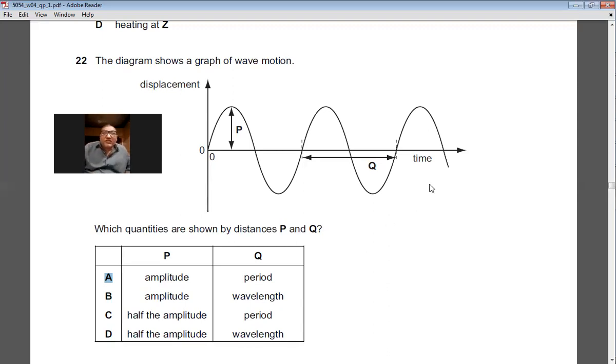Remember one thing. If here I have distance instead of time, then this Q will be wavelength. But right now it's time, so this Q represents the time period. Hopefully you have understood.